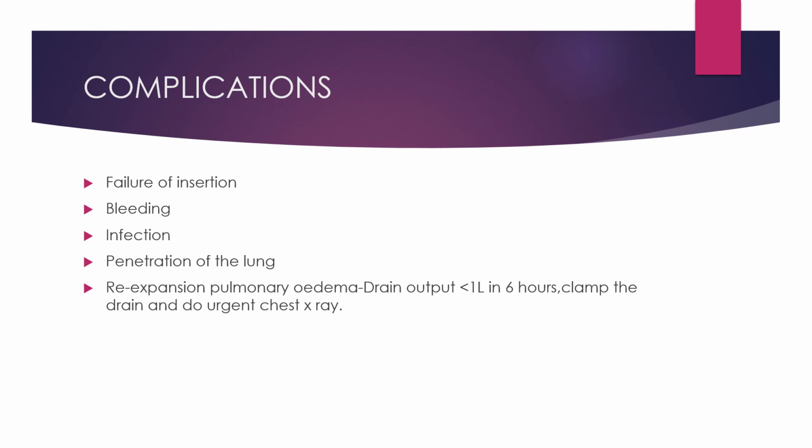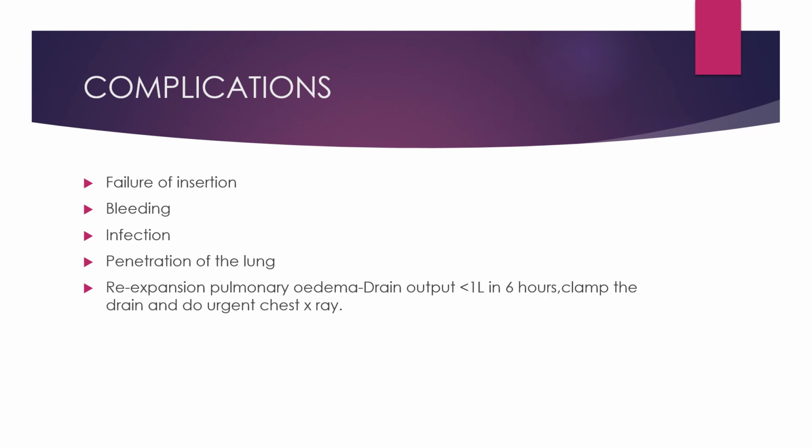The complications of chest drain insertion could be failure of insertion, bleeding, infection, and penetration of the lung. The important thing to remember here is re-expansion pulmonary edema. When you put in a chest drain and fluid is coming out, you may notice the patient has an onset of cough and shortness of breath after the fluid has come out. In that case, suspect re-expansion pulmonary edema, the chest drain should be urgently clamped, and you do a chest X-ray to see if there is any evidence of pulmonary edema. So make sure the drain output is less than 1 liter in 6 hours, which is done to prevent the occurrence of re-expansion pulmonary edema.